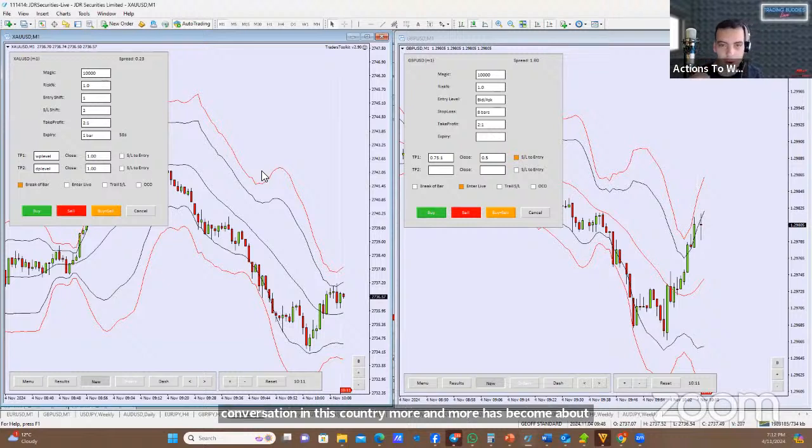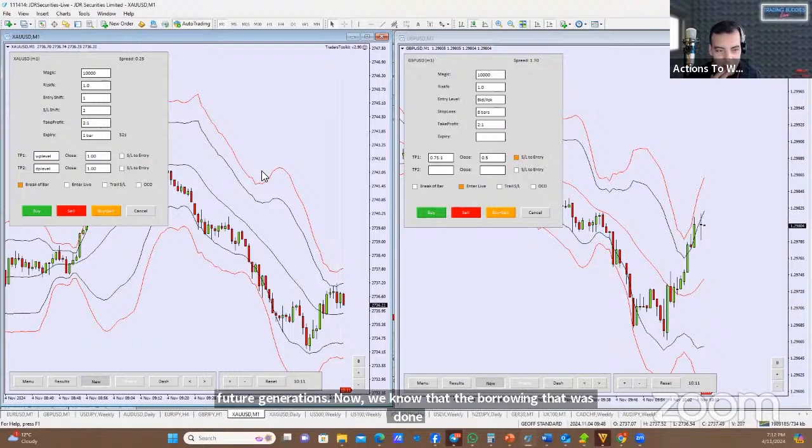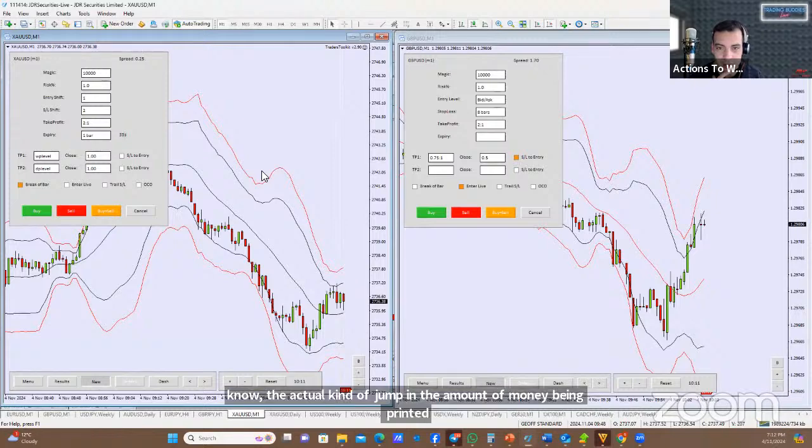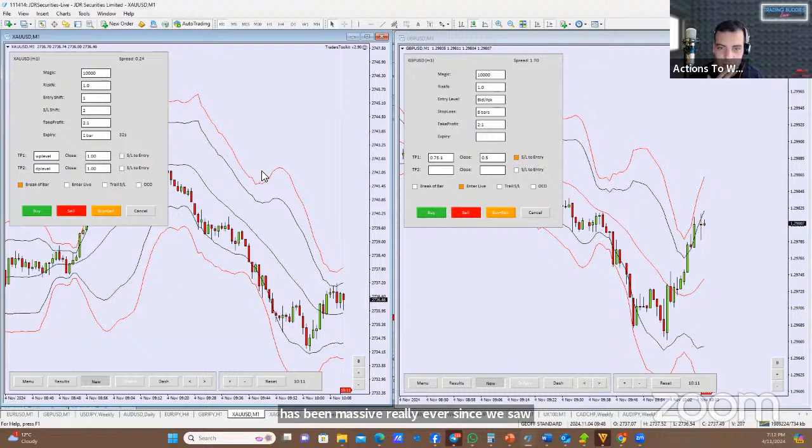Now we know that the amount of debt that's been racked up, really since the 1990s, right the way up to now, has been huge. The actual jump in the amount of money being printed has been massive, ever since we saw the tech boom, particularly the financial crisis in 2008, then again during COVID. Yeah, and the thing is, somebody has to pay that back.